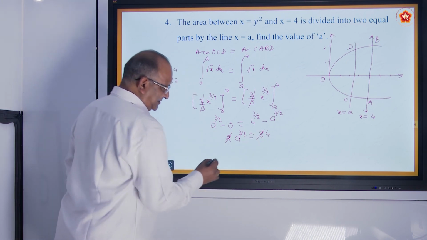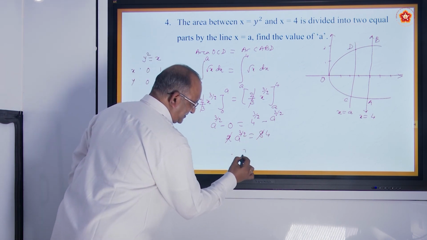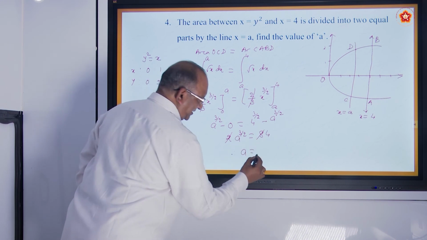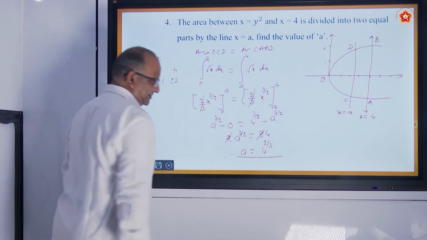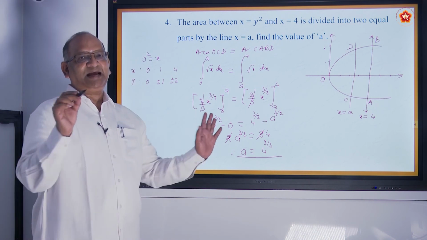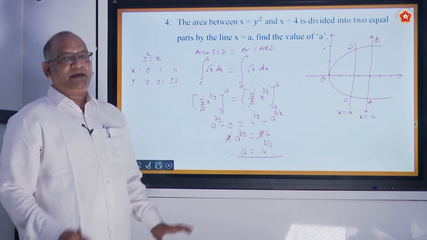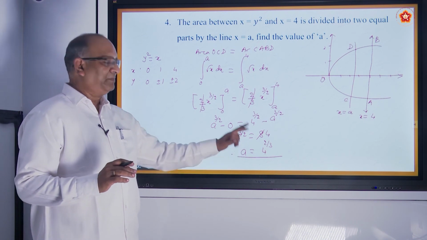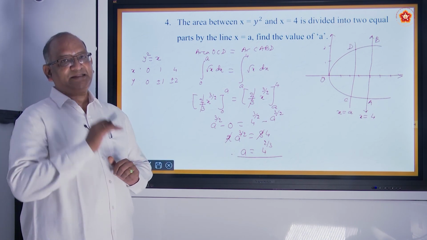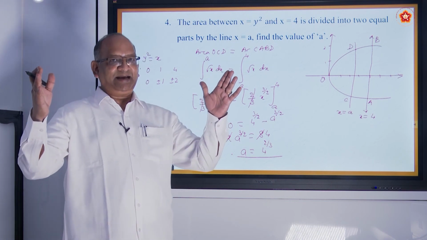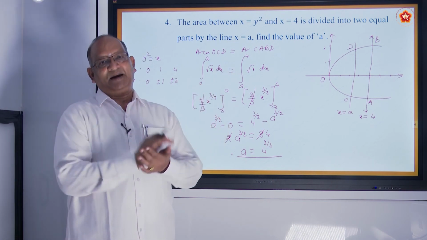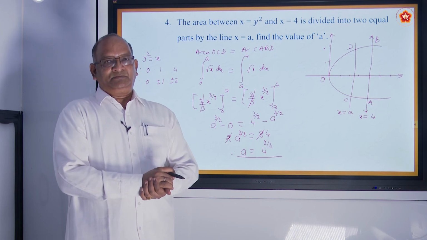We want to know what is A. So we can say A is equal to, take 3 by 2 to that side, it will become 4 to the power 2 by 3. This is the answer. How much exactly, you don't need to calculate. A equal to 4 to the power 2 by 3. That is the point where if you draw a line, it will divide the entire area into two equal parts.